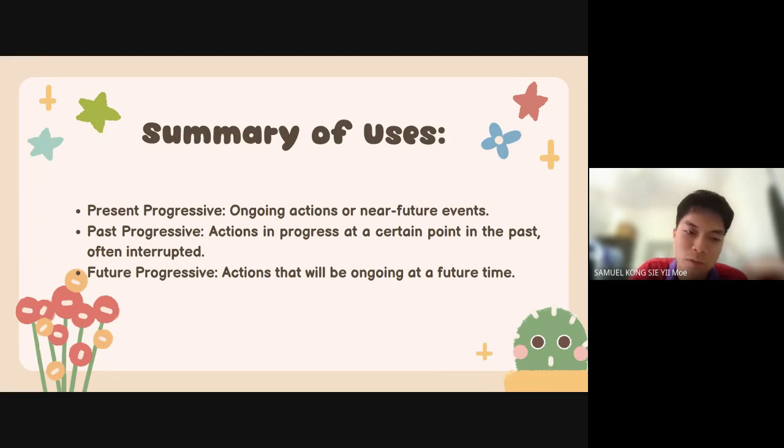For a summary of uses, present progressive is used for ongoing actions or near future events. For past progressive, action in progress at a certain point in the past, often interrupted. For the future progressive, actions that will be ongoing at a future time.